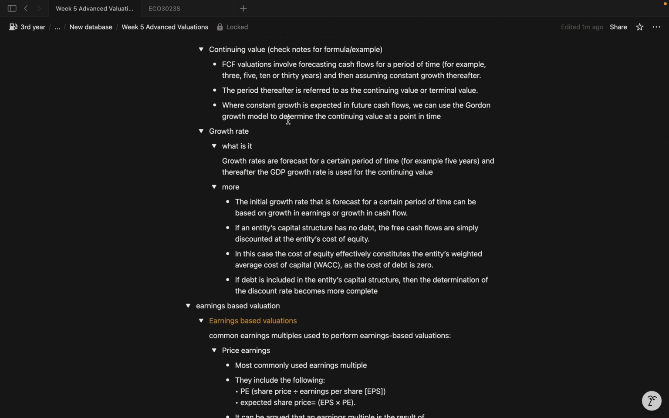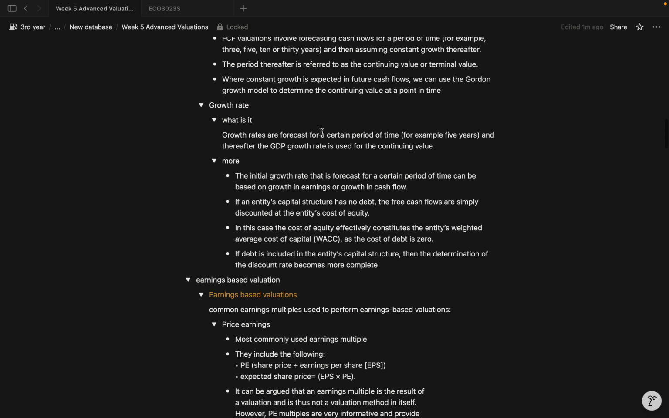And then, sorry, with continuing value, your future cash flow valuations, you're going to forecast cash flows for a period of time, and then you're going to assume constant growth thereafter. And the period thereafter is usually your continuing value or your terminal value. And so where constant growth is expected in future cash flows, we can use the Gordon growth model to determine the continuing value at a point in time. So take note of that and make sure you know the formula for it.